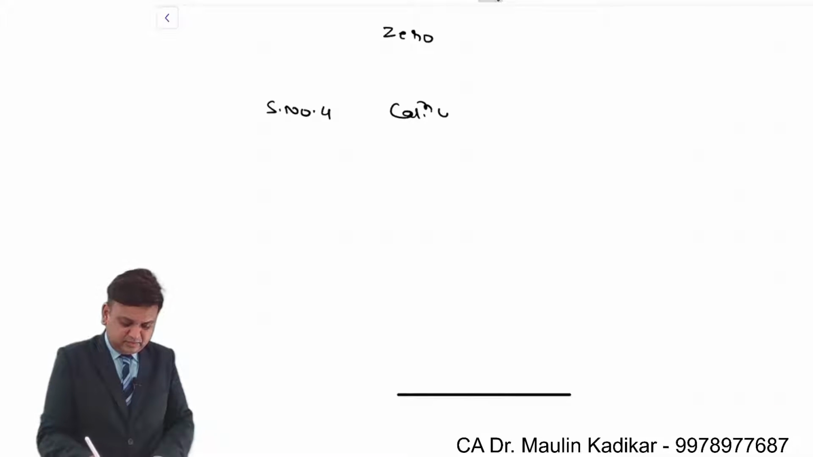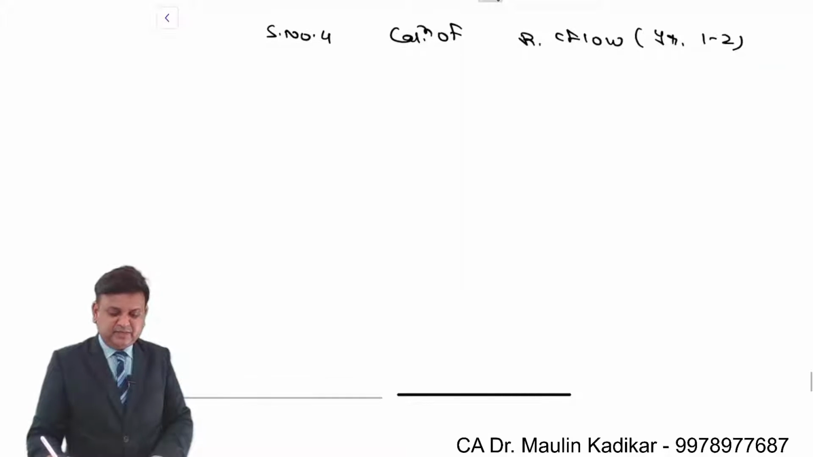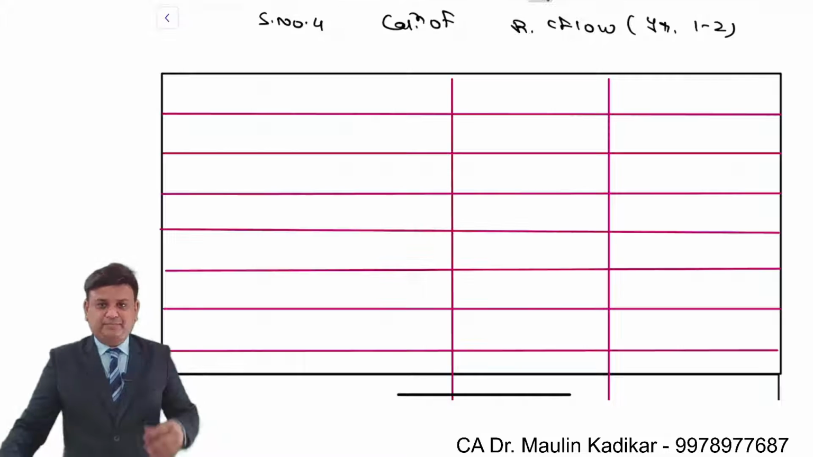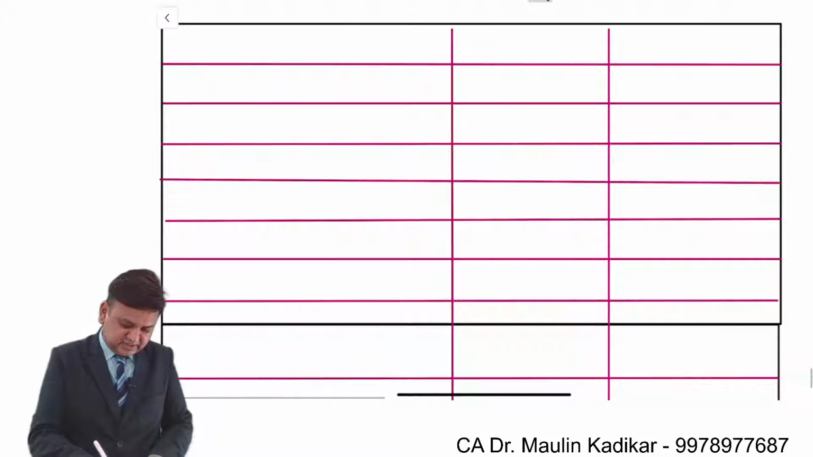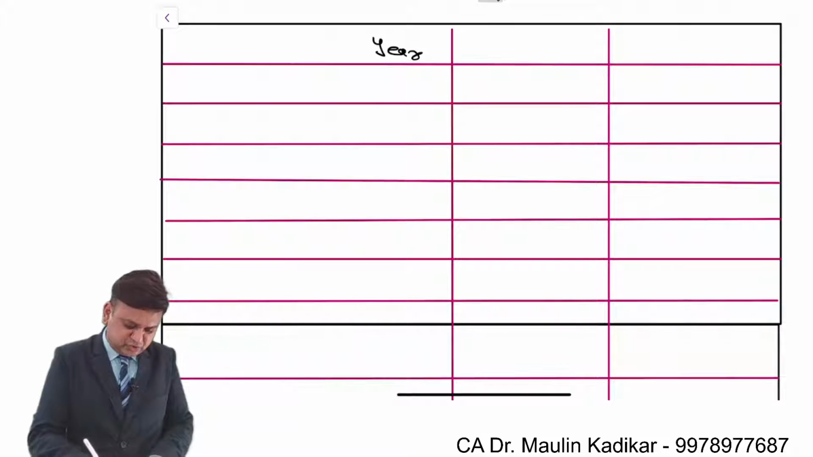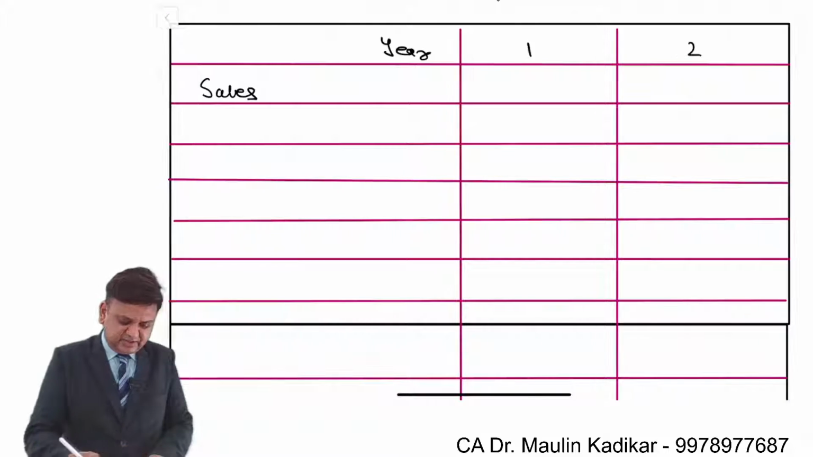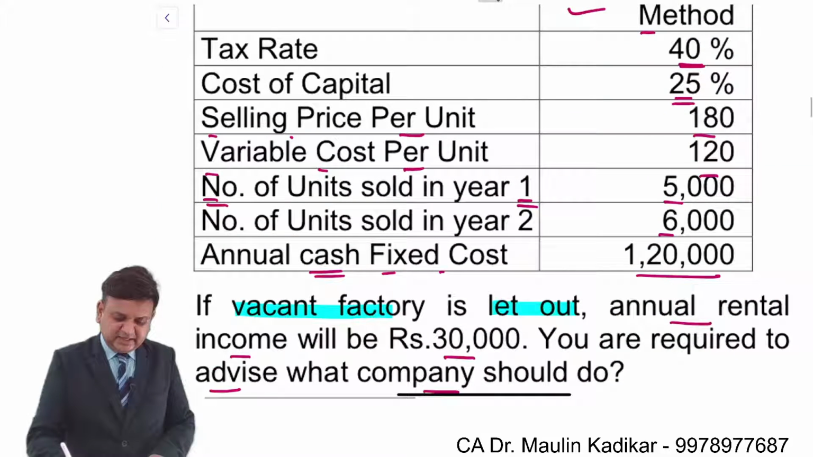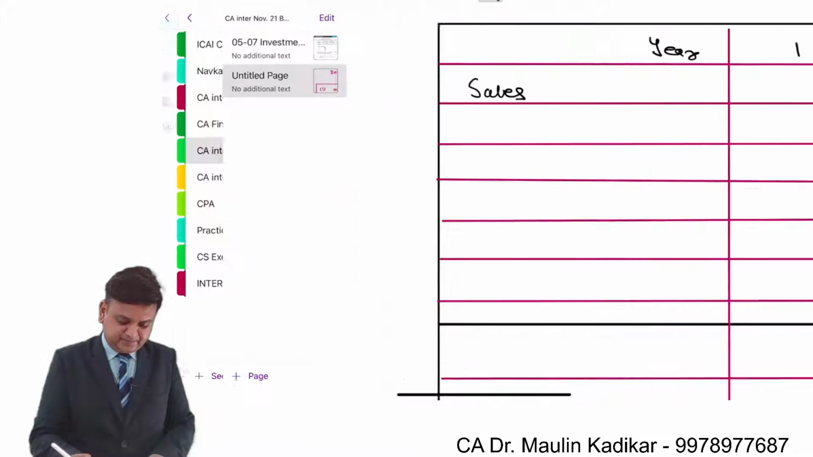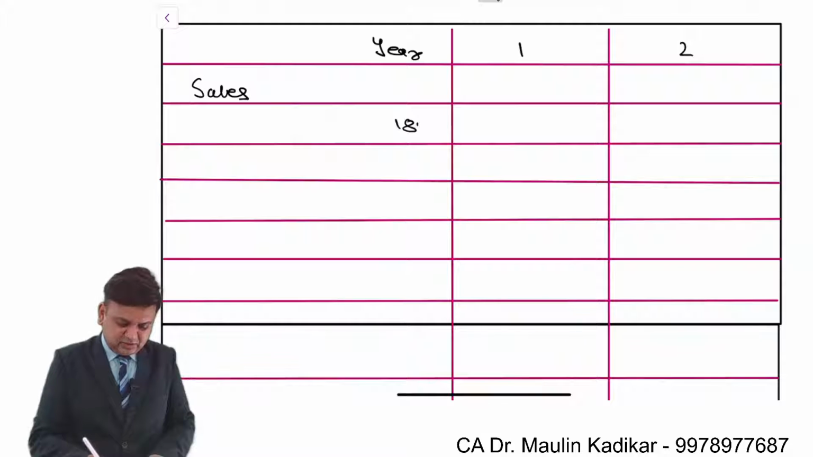Step number 4, calculation of recurring cash flow. For the first year and second year, we'll make the calculation of the recurring cash flow. So for first year and second year, calculation is supposed to be made like this. We start with the sales value. 180 is the selling price and 5,000 number of units that we are going to produce and sell. So here 180 into 5,000. That comes to 9 lakhs.